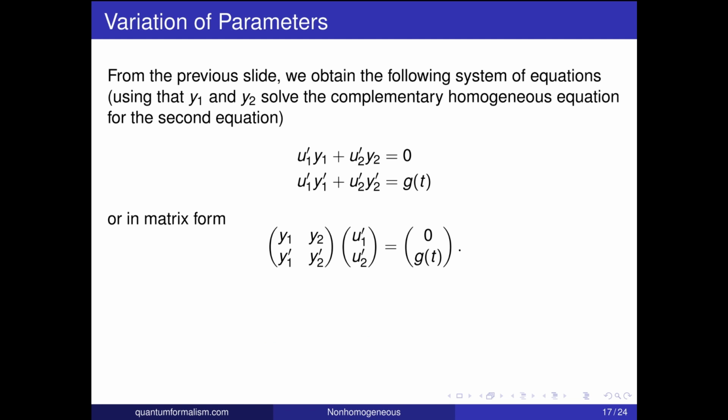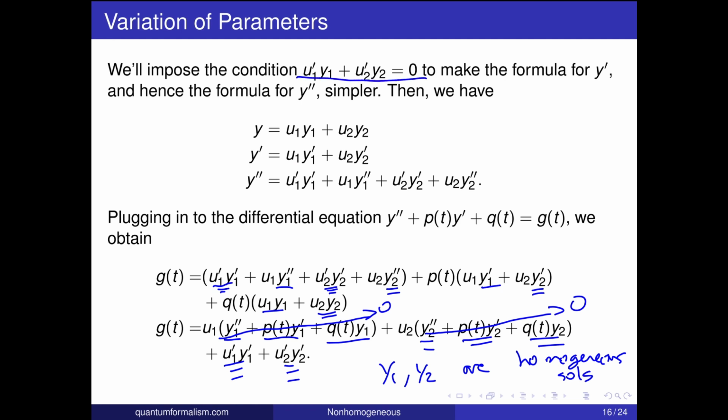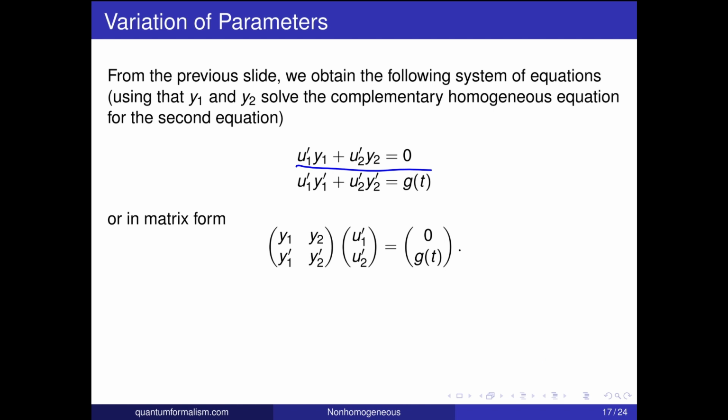All right, so we've got two equations and two unknowns. This was the condition we imposed, right? That was the condition we imposed to make y prime simpler. u1 prime y1 plus u2 prime y2 is equal to 0. And the second one is what the differential equation ended up simplifying to. u1 prime y1 prime plus u2 prime y2 prime is equal to g of t. And all right, we've ended up, this is just a system of linear algebra equations for u1 prime and u2 prime. So things are working out very nicely indeed for us.